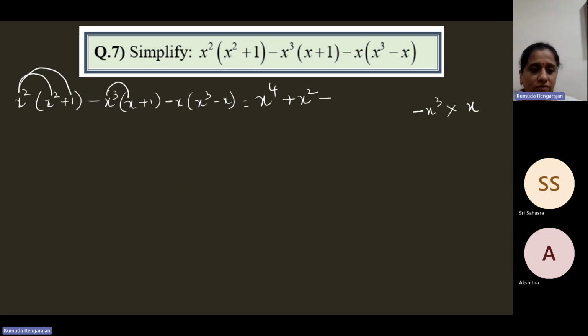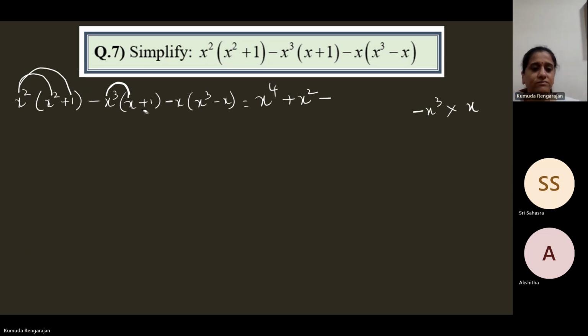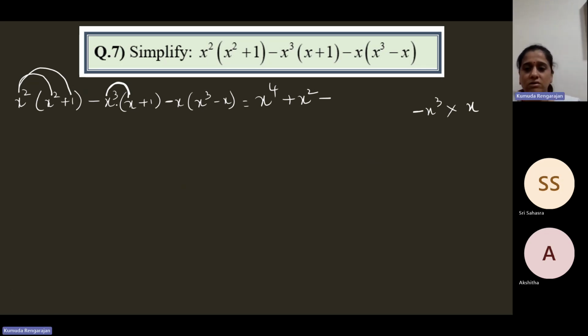See, we are doing this one. Minus into plus. Where is plus here? This plus, not this plus. The sign for every term is before it, not after it. This x carries what sign? Before x, what is the sign? There's no sign. That means it's plus. So here, minus x cubed into x. 3 plus 1, 4.